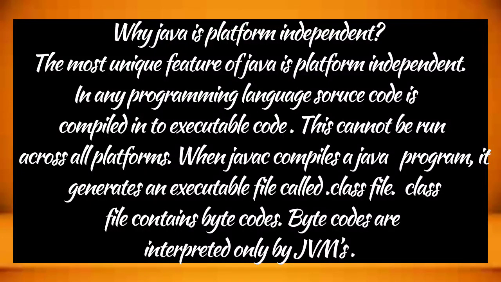Why Java is platform independent? The most unique feature of Java is platform independence. In any programming language, source code is compiled into executable code. This cannot be run across all platforms. When javac compiles a Java program, it generates an executable file called .class file. Class file contains bytecodes. Bytecodes are interpreted only by JVMs.